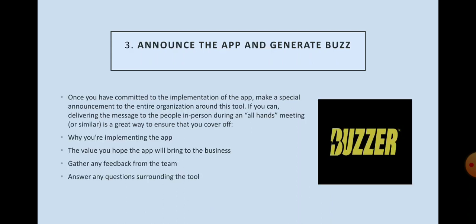And then the third point is announce the app and generate buzz. Once you have a commitment to the implementation of the app, make a special announcement to the entire organization around this tool. Delivering the message to people during an all hands meeting is a great way to ensure that you are covered. Why are you implementing the app? Explain the value you hope the app will bring to the business, gather any feedback from the team, and answer any questions surrounding the tool.